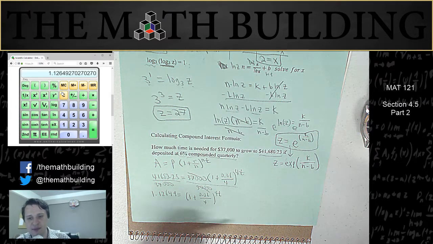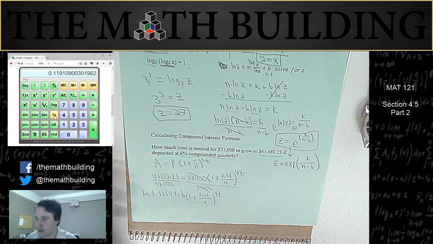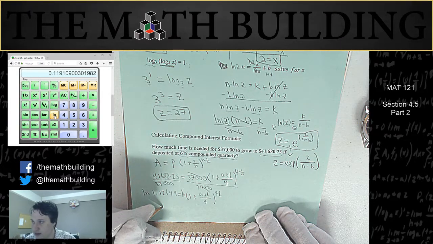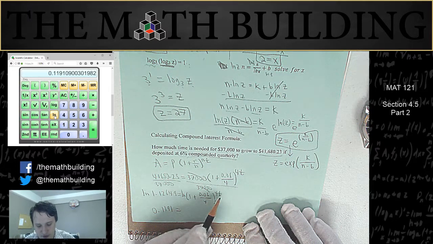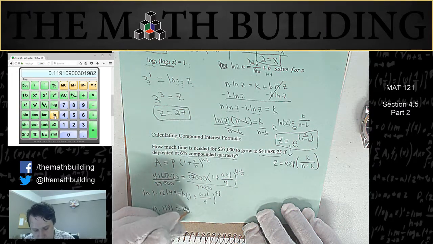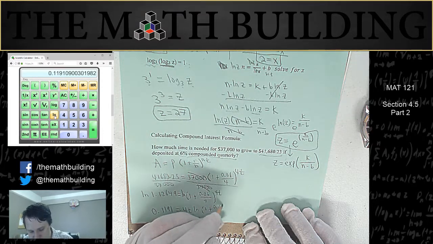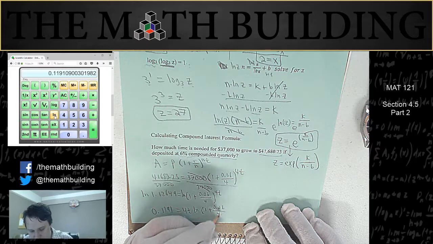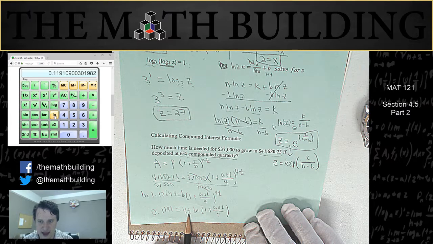So that means now is the time to take a log. And it's your choice. You can either take a natural log or a regular log. I mean, when I say regular, I mean base 10. I'm going to use natural log. So take ln of both sides. So let's do the ln of this number, which is 0.1191 equals, the 4t can come down. So it's 4t times the natural log of 1 plus 0.06 divided by 4. So the 4t, because it's an exponent, came down in front like that.